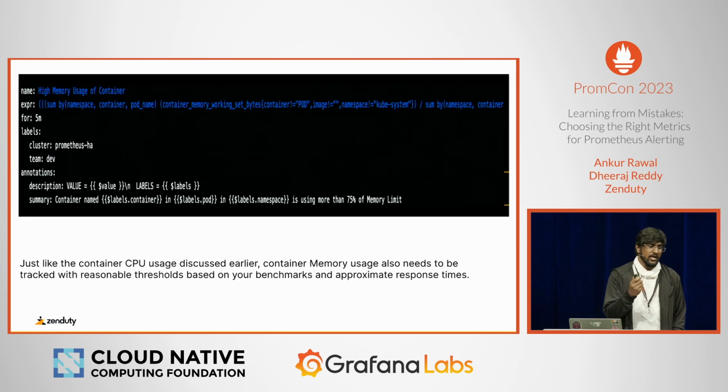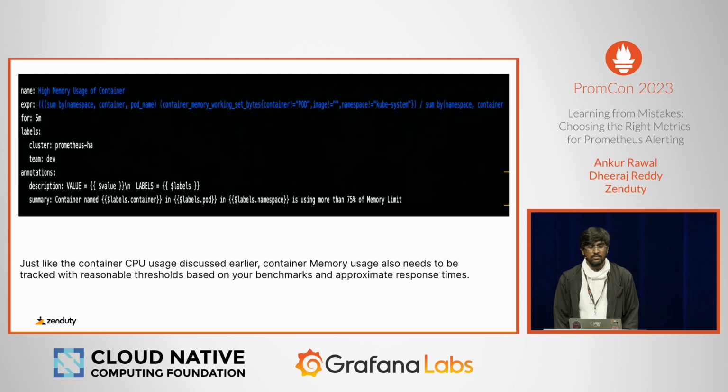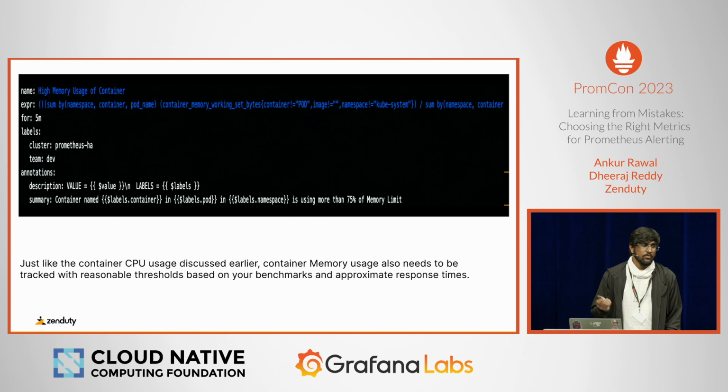And same thing, high memory usage. It's the same as CPU usage. By our R&D, we came up with a 75% memory limit, but it depends from infra to infra. So yeah, rolling back would be a better option if you have released something.